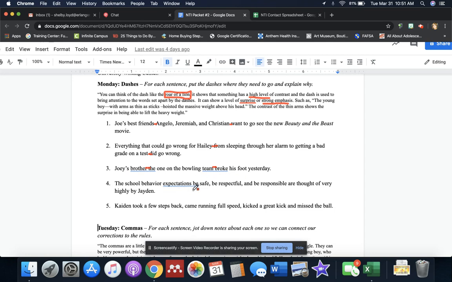The school behavior expectations, be safe, be respectful, and be responsible, are thought of very highly by Jaden. So I know we all know the school behavior expectations, and you guys know that we stress those things constantly. Because we want to emphasize that those are what they are, we're going to put dashes around them.